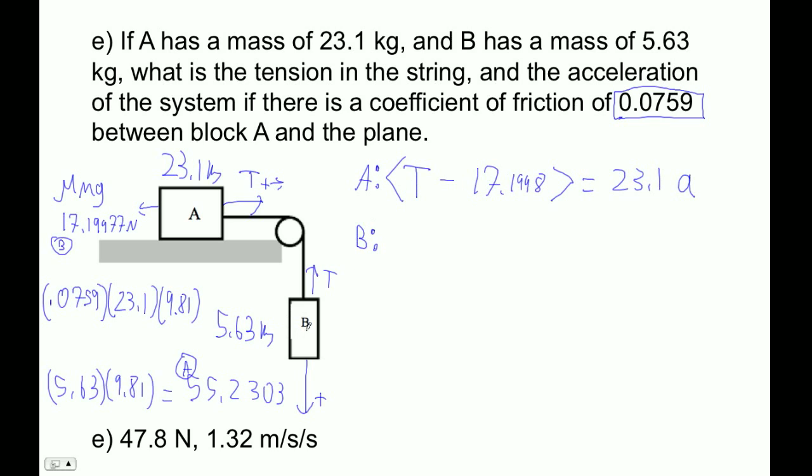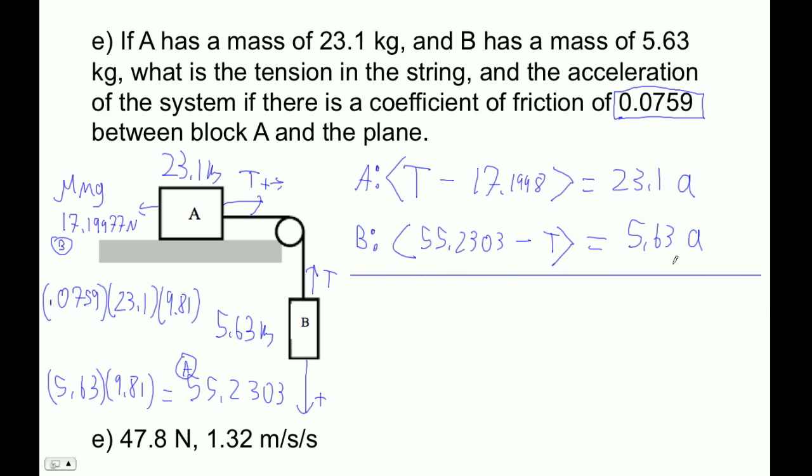For this guy here, we've got 55.2303, right? Minus T, so the tension actually is preventing that guy from accelerating, right? That equals 5.63 A. Now we are still going to add this side and this side because we can do that conspicuously, because we've got a positive T and a negative T. That'll get T to cancel out, right?